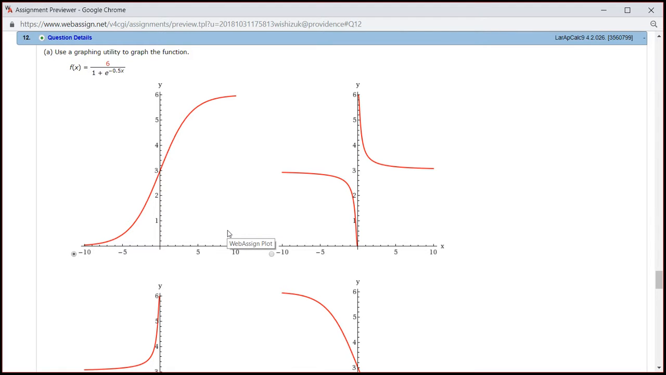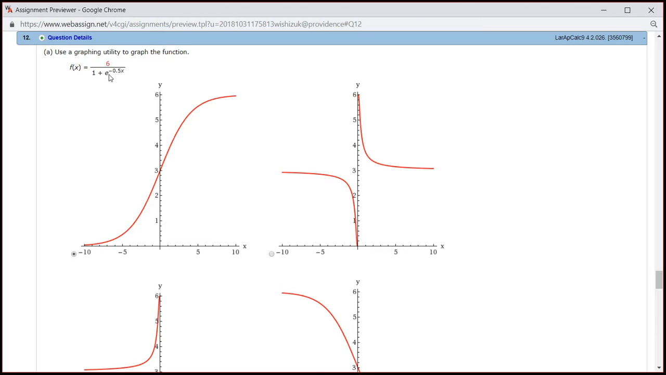All right, let's look at the homework 4.1, 4.2, problem number 12. It says to use a graphing utility, but I'm going to try to do it without using it. So let's look at the y-intercept. Plug in x equals 0.